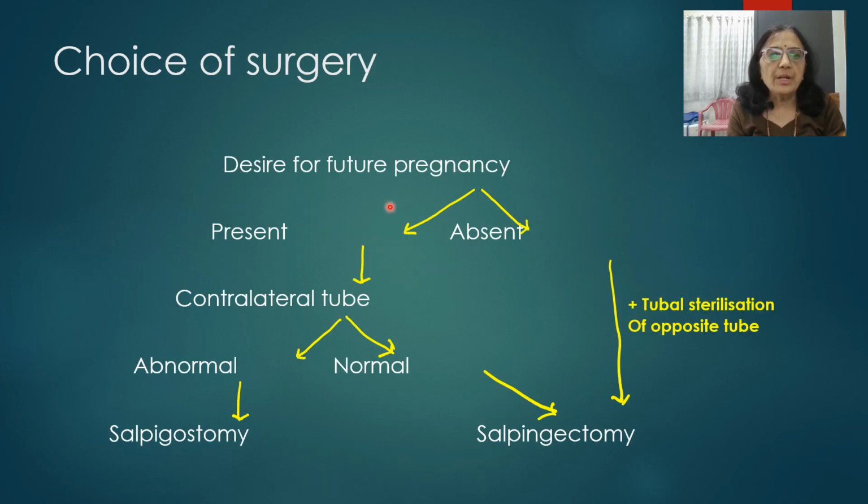So the choice of surgery depends, first, on whether the patient wants pregnancy in future or not. If she doesn't want it, then the choice is very easy. We go ahead with a salpingectomy plus tubal sterilization of the contralateral tube. If the patient is desirous of further pregnancy, then what we look at is how the contralateral tube is. If it is normal looking, again salpingectomy is preferred. If it is abnormal looking, or there are high risk factors for repeat ectopic pregnancy, such as previous ectopic pregnancy, pelvic inflammatory disease, or previous abdominal surgery, then only we go ahead with salpingostomy.